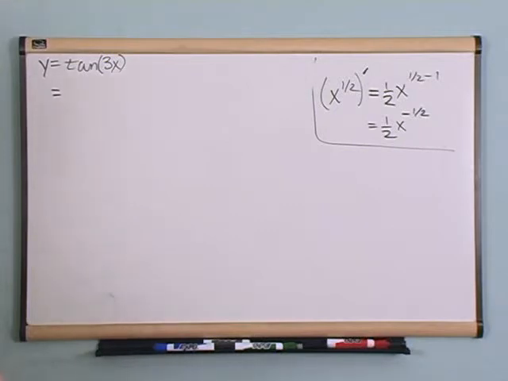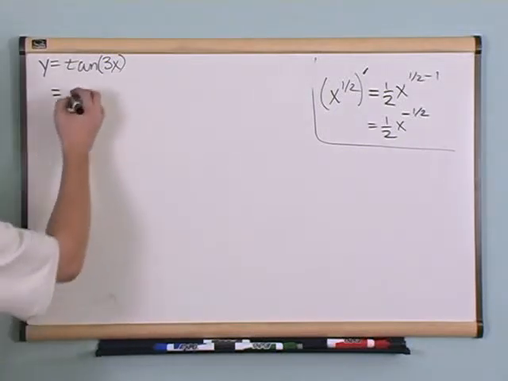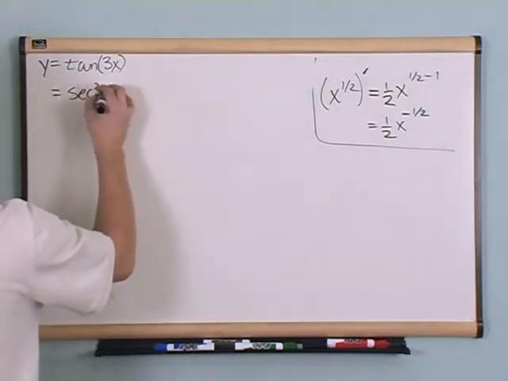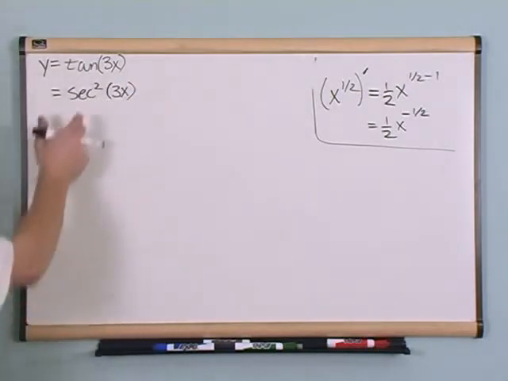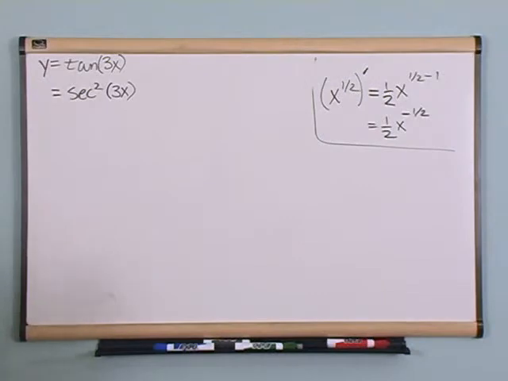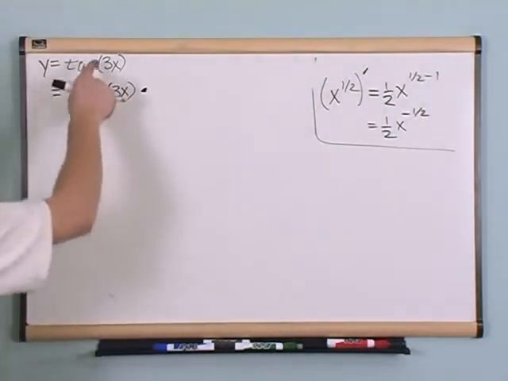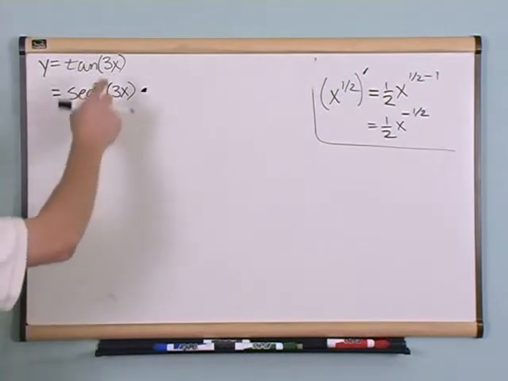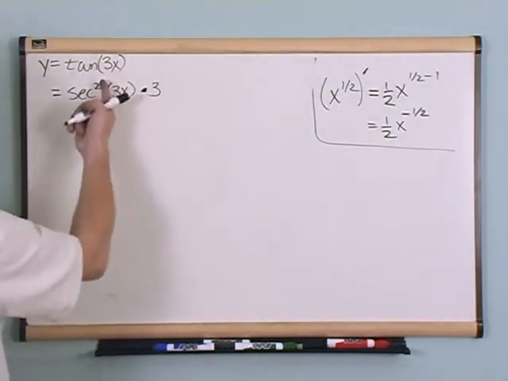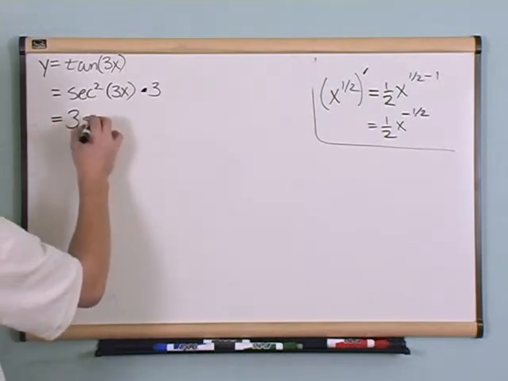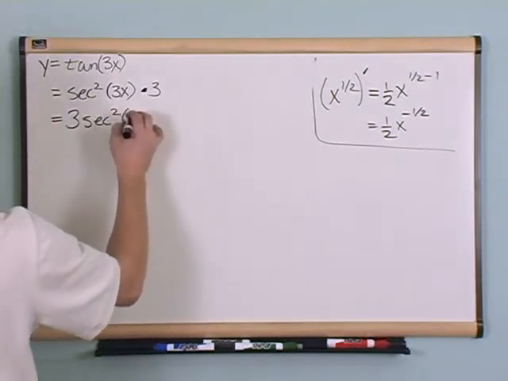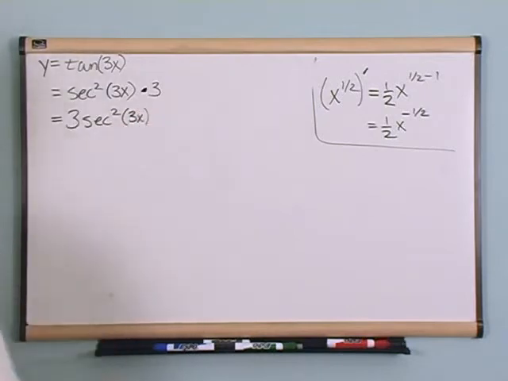Derivative of tangent, if you remember back from the previous section, is secant squared. Secant squared of what? Well, I leave everything completely unchanged at first. Secant squared of 3x. And you would think you could stop there, but you can't because you have to take the derivative of the inside. The derivative of the inside of this is just simply 3 because the derivative of 3x is 3. So to rewrite it, you have 3 times the secant squared of 3x. Okay?